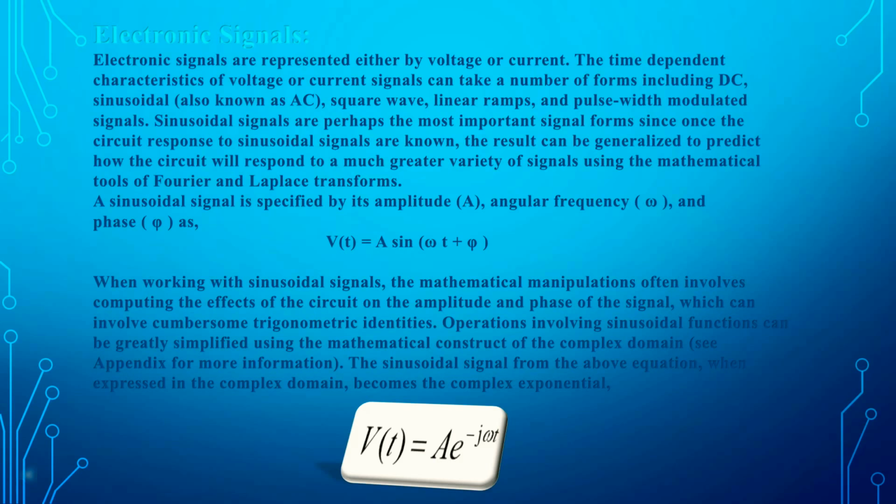A sinusoidal signal is specified by its amplitude, A, angular frequency, omega, and phase, phi, as V(t) equals A sin(omega t plus phi). When working with sinusoidal signals, the mathematical manipulations often involve computing the effects of the circuit on the amplitude and phase of the signal, which can involve cumbersome trigonometric identities.